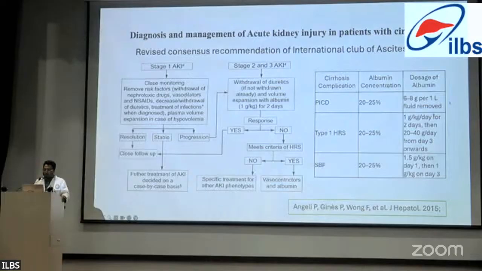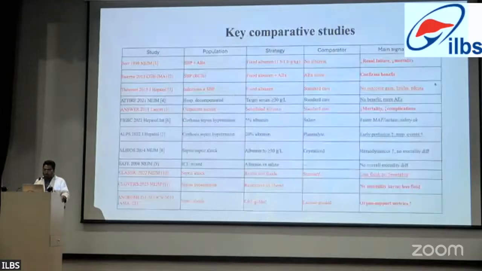These are the common causes for AKI in patients of cirrhosis, where PICD, type 1 HRS and SBP are the most common. The key studies in patients of AKI treated with albumin in cirrhosis: among them, the prominent is the Sort study done in 1999, where the landmark dose of 1.5 gram of albumin per kg was advised for patients of SBP. Another study on SBP was done by Salerno, and none of the studies have currently been done for sepsis-associated AKI.